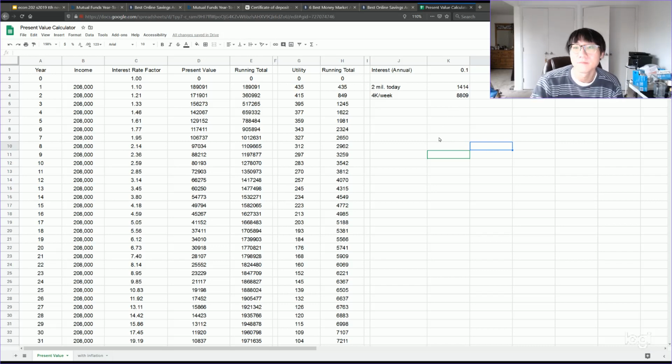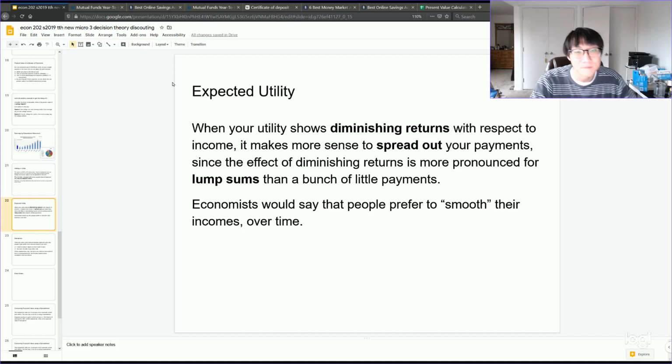Okay, so once we take utility into account, you can see that from that perspective, it makes a lot more sense to take the $2,000 per week. I'm sorry, the $4,000 per week.